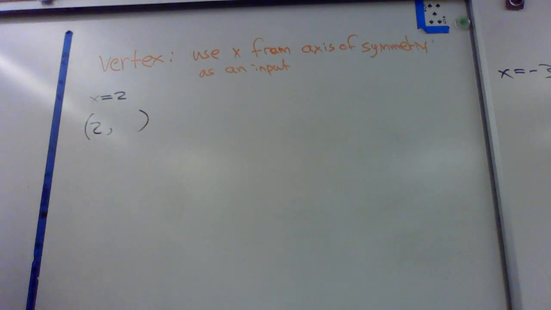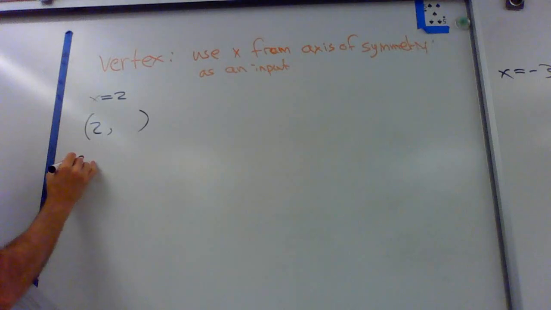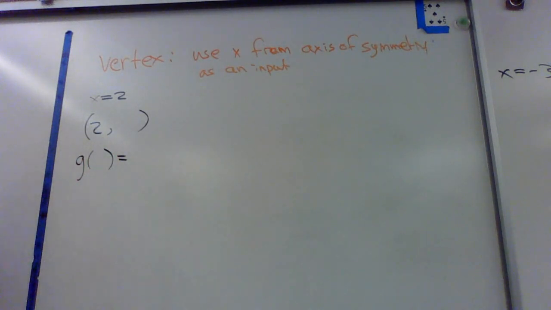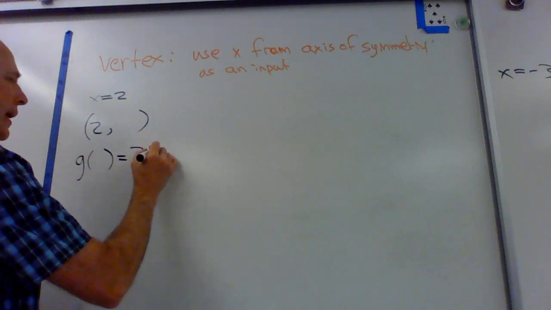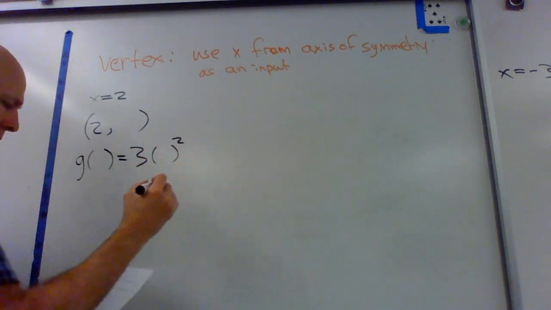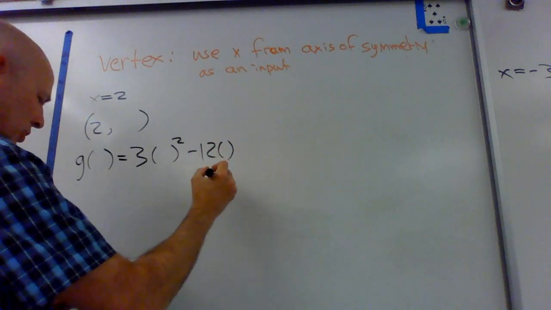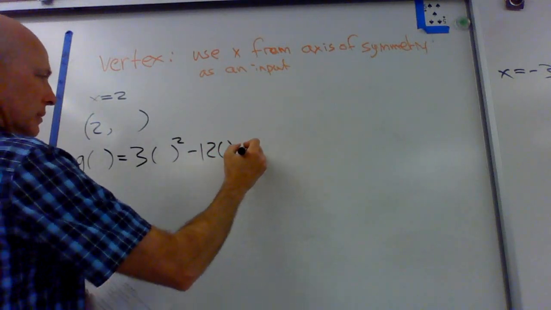2 is the input, okay? And so my equation from the beginning looked like g of x equals, and where I had x's before, I'm going to leave empty sets of parentheses right now. I had 3 times something squared, minus 12 times something plus 8.